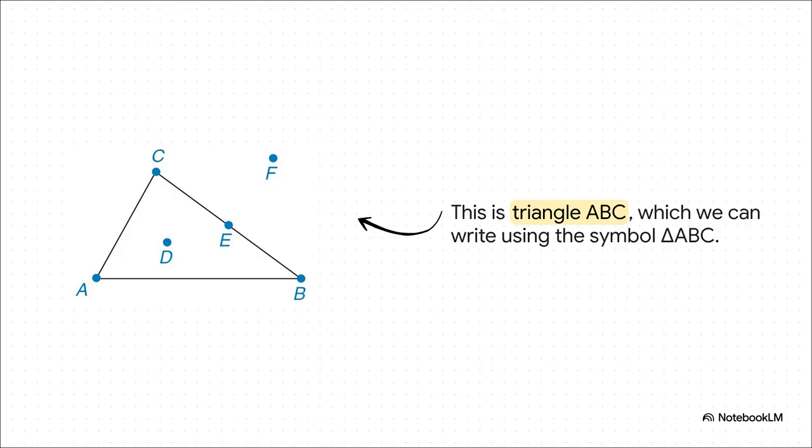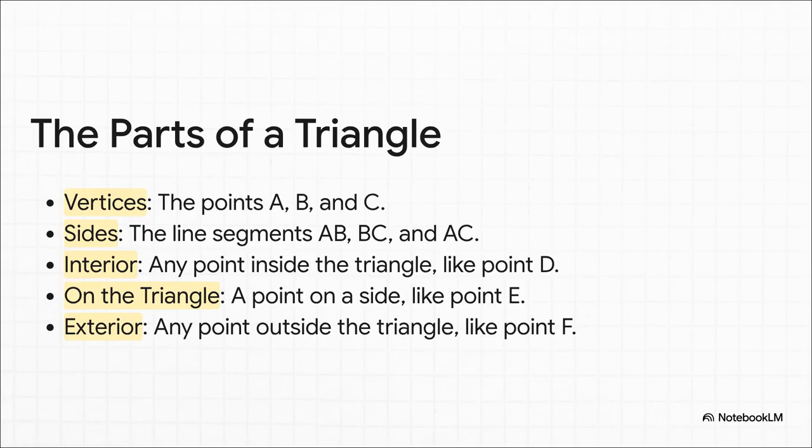Now, mathematicians love a good shortcut, right? So instead of writing out triangle ABC every time, we use that little symbol, the delta symbol. So when you see that, you just read it as triangle ABC. Easy enough? Okay, let's break down the parts of a triangle, kind of like its anatomy. The corner points A, B, and C, those are called the vertices. The lines that connect them, well, those are just the sides. Make sense? Then you have everything else.